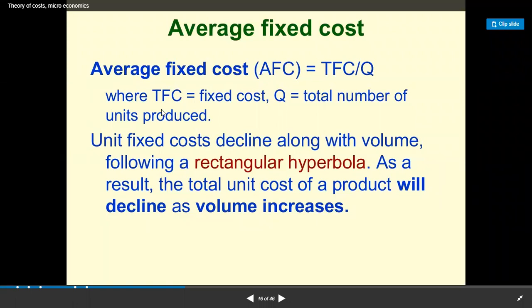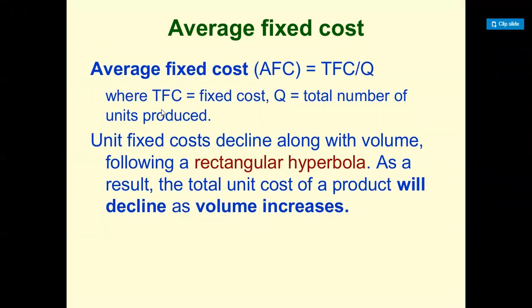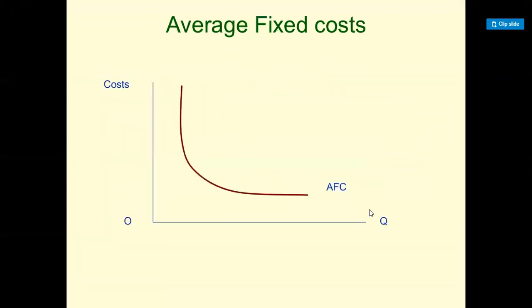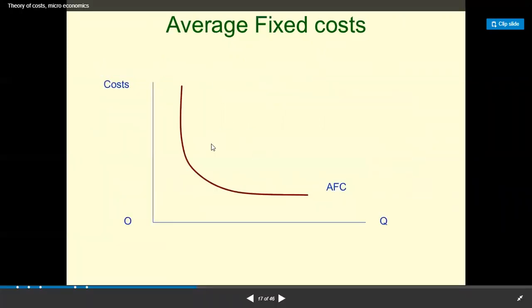I will show you this with the help of one example also. And what is the figure? The shape of the figure of average fixed cost is a hyperbola. Here we will discuss how the unit fixed cost declines along with the volume, following a rectangular hyperbola. As a result, the total unit cost of production will decline as the volume increases. This is the shape of the average fixed cost hyperbola.